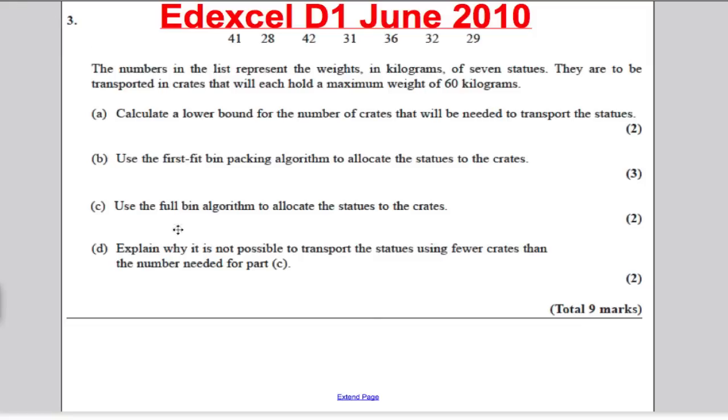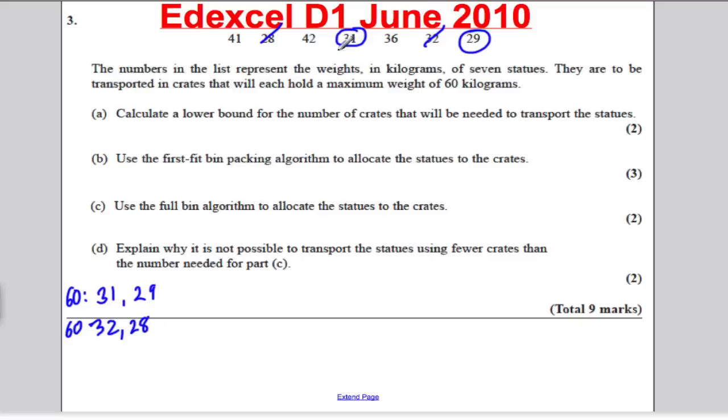Okay, next it says use the full bin algorithm to allocate crates to statues. So all we're going to do is see if we can add things up so they approximately get to 60. So do any two things add to 60 that we can see? Well, 31 and 29 add to 60. So 31 and 29 fit nicely into a 60. Okay, 32 and 28 do as well.